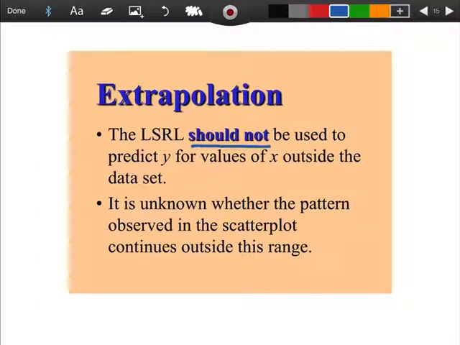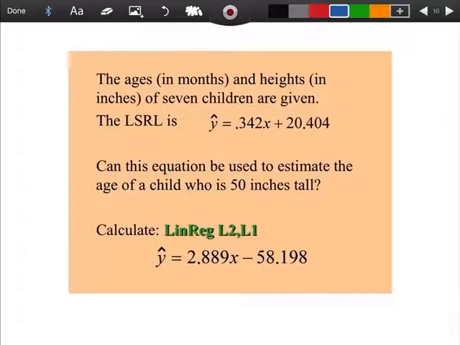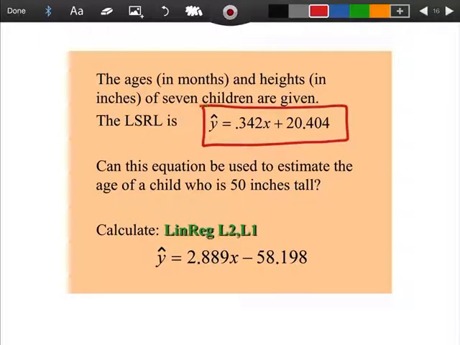When we have a least squares regression line, we should not use it to predict Y for values of X outside of the data set. We simply do not know whether the pattern we've observed to calculate our regression equation continues for X values outside of this range. It is a common mistake people who do not know statistics make. Please don't make that same mistake. Now, remember the equation that you've calculated thus far. This equation was actually using an input of age to calculate an output of height.